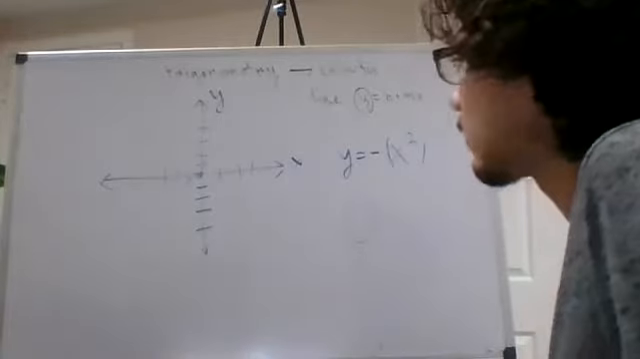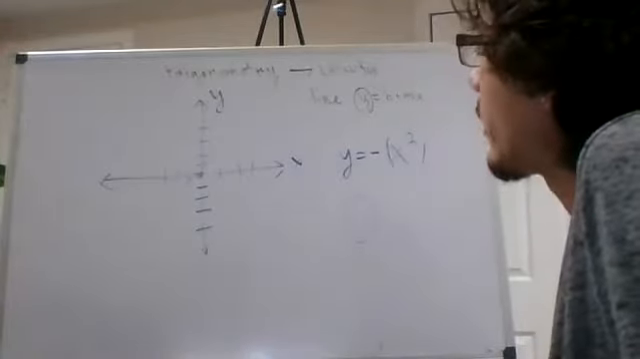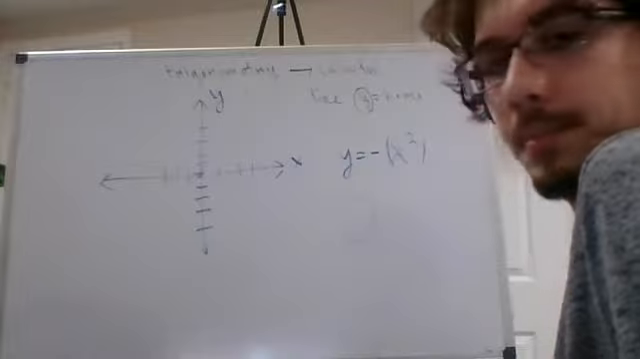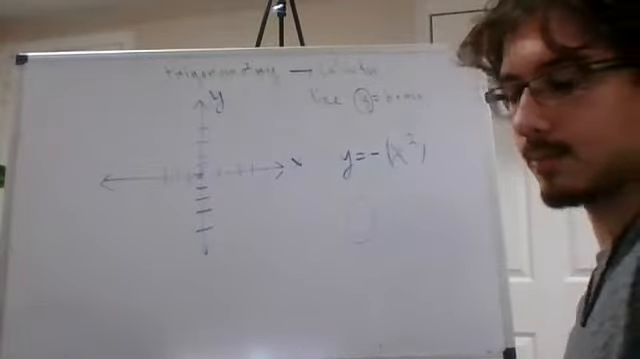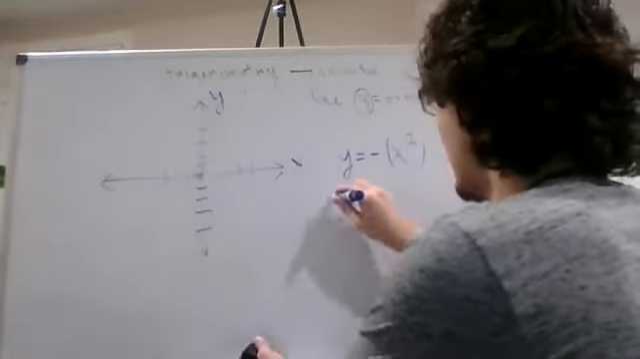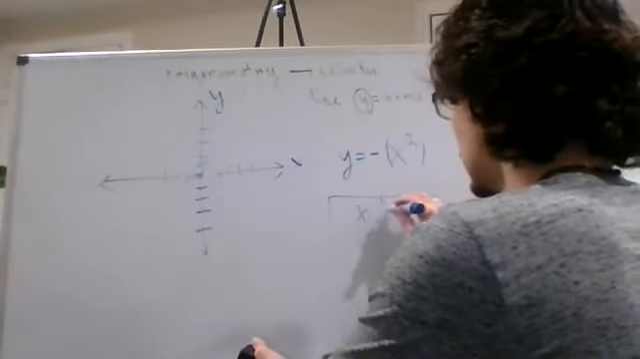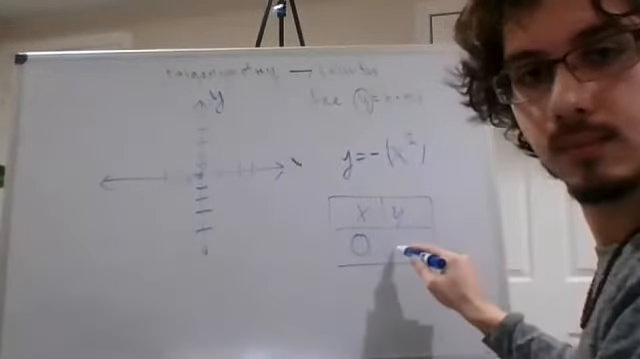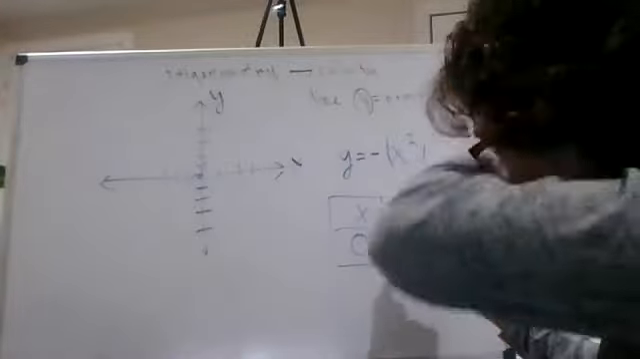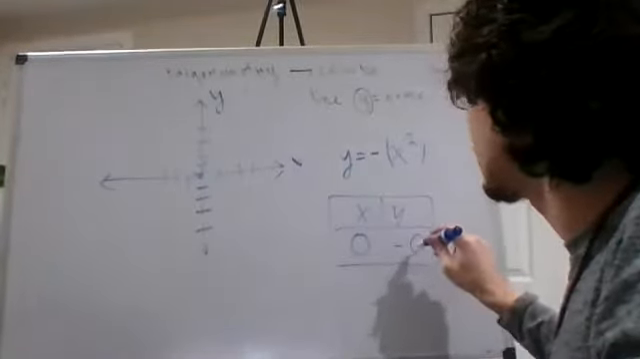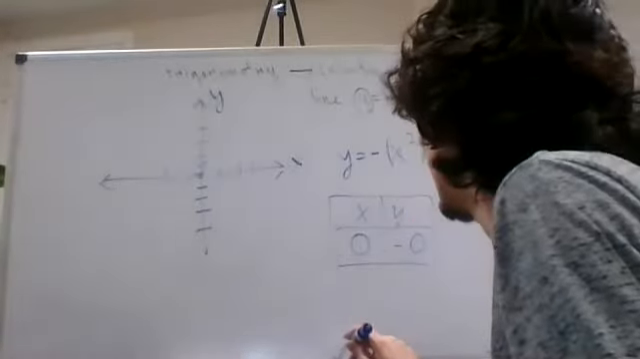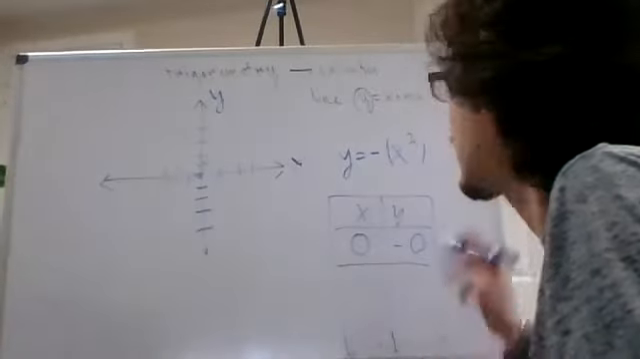I'm sorry, what was the question, sir? What would be y at x equals 0? We're doing the chart again. It would be -0. I'll take it. There's not really anything wrong with writing it that way, even though it is still just 0.